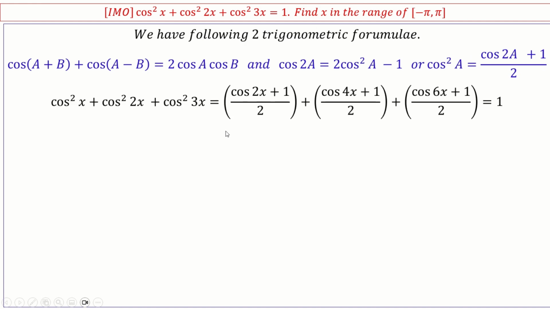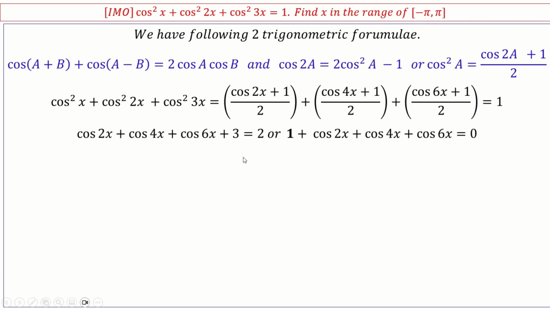Now let's see how to put it. Cos square x, cos square 2x, cos square 3x are there. All are cos square values, so I will rewrite it in this form: (cos 2x plus 1) by 2, (cos 4x plus 1) by 2, (cos 6x plus 1) by 2, which is equal to 1. If I simplify, what I will get is 1 plus cos 2x plus cos 4x plus cos 6x equals 0. This 1 I will write as cos 0. And I am regrouping so that I will get equal angles.